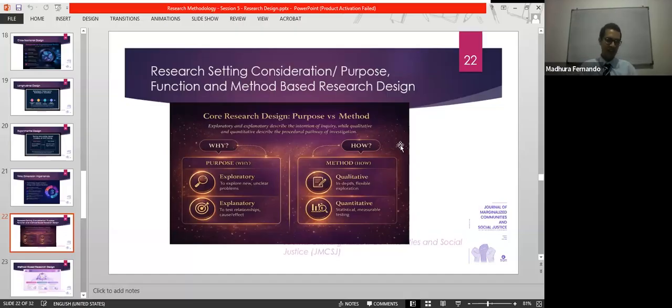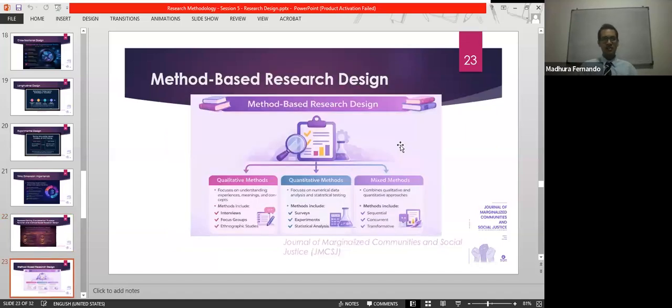Now you can imagine, I explained a few research designs in the previous slides. Now you can imagine how to determine what is the type of design, and which comes under purpose based category, and which comes under method based category. You can now determine, right? Now this is the method based research design, the explanation of method based research design. Actually, these are qualitative methods, quantitative methods, and mixed methods. Now, I don't have to tell it over and over again because I have explained that in the previous slide.